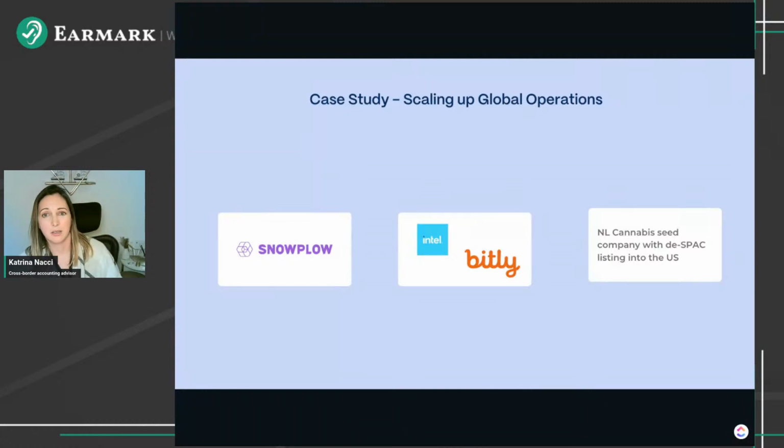And then also working with a Netherlands company, for example, that is doing a de-SPAC transaction into the US. So they're essentially getting acquired by a US shell company that's listed on an over-the-counter exchange. And they need some help both on the Netherlands side to go through a GAAP conversion from Dutch GAAP to US GAAP. And then also I'm helping the people responsible for the US shell company to project manage and make sure that all of their SEC filings are done correctly with the right financial statements.